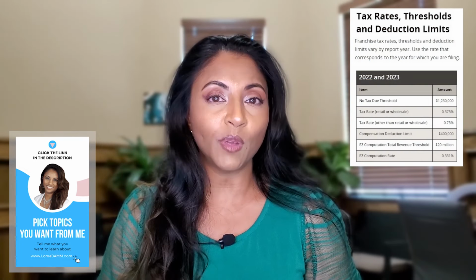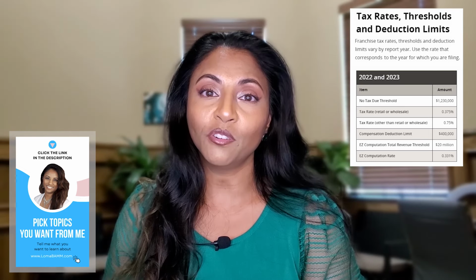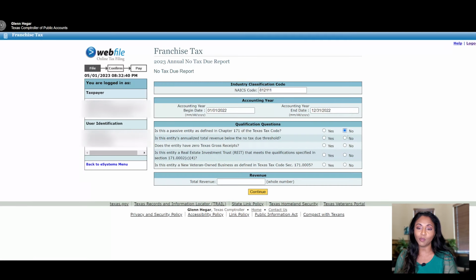So Texas is small business friendly in that you have the opportunity to grow your business to a certain level income-wise before they're actually gonna hit you with the franchise tax. But as you can see here in the chart, you're gonna have to make more than $1.2 million before you owe any franchise taxes. Zero income is definitely below the no tax due threshold, and that's why we were able to mark yes here. The next question says, does the entity have zero Texas gross receipts?